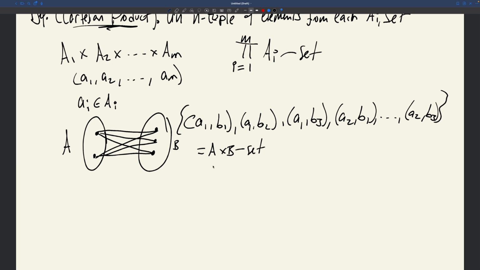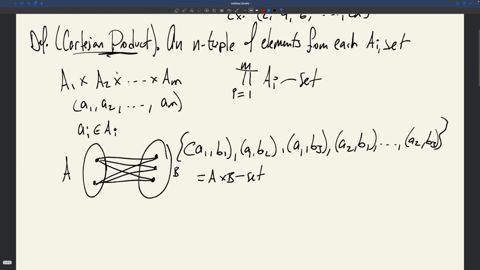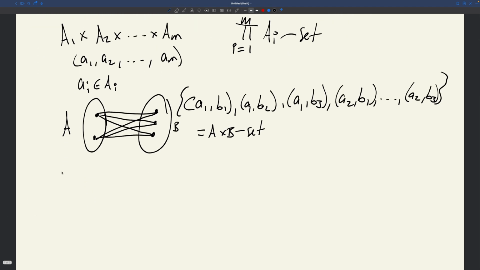All right. So one final way of thinking about this is as all possible combinations in tuple form.